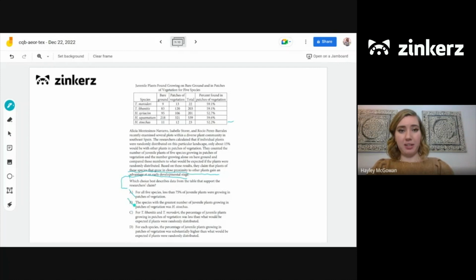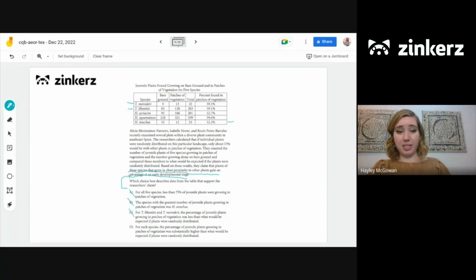And then for C, looking at these 2 species, T. lebantus and T. mauroderi, so the first 2 rows, the percentage of juvenile plants growing in patches of vegetation was less than what would be expected if plants were randomly distributed. Okay, so this is kind of going against the researcher's claim because this would be the opposite of what they're saying. So C doesn't seem like the best choice either.